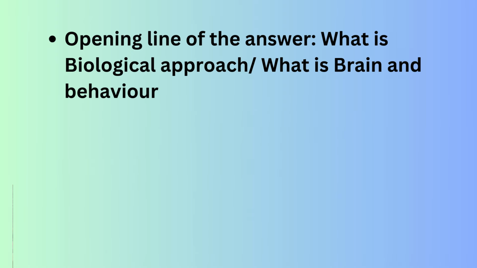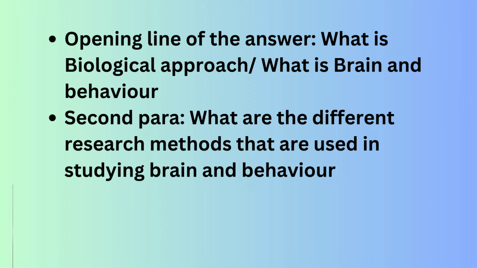The first thing that we need to focus on is the biological approach. So what is the brain and behavior? That will be the starting point. So this is the opening line that we need to start with. Then, after the biological approach, come the different methods that are used to investigate how these biological factors influence our behavior. These are the two research methods that are used. What are these research methods that we have to write?